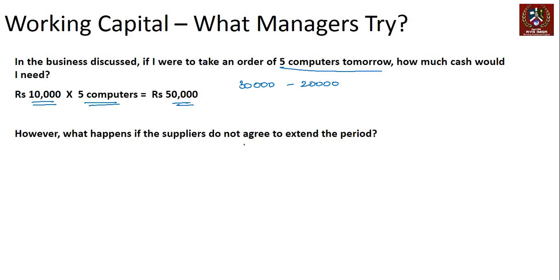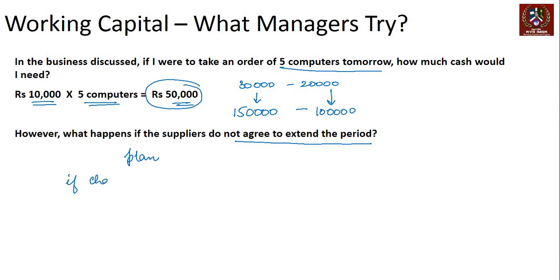What happens if, however, my suppliers do not agree to extend the period? What I'm saying is I have sales of 1.5 lakh, that's 30,000 into 5. And I'm telling my suppliers that I'm going to pay you 1 lakh, that's 20,000 into 5, after the same period when I get my sales. What happens if they don't extend the period? If they don't extend the period, this number here changes. If the number is 50,000, I can plan. If the number changes, if working capital changes, the plan goes for a toss. There is no plan. I can't plan for it, right? I don't know how much cash I need to say.